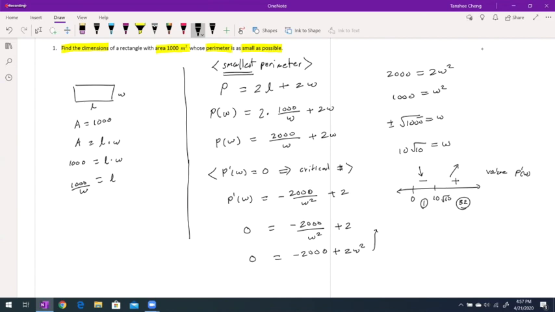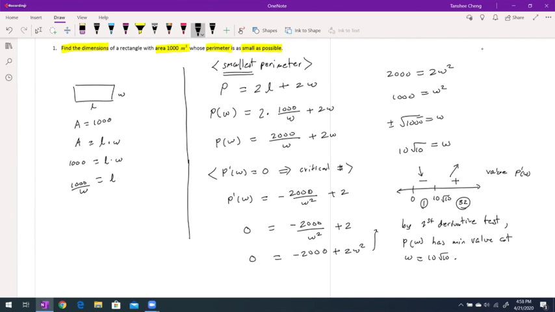Okay? So now we can talk about this by the first derivative test. This is the first derivative test. By the first derivative test, P of W has a minimum value at W equal to 10 square root of 10. Because that is the justifying part that you need to tell me. Otherwise, you cannot really say that this is a minimum or maximum.